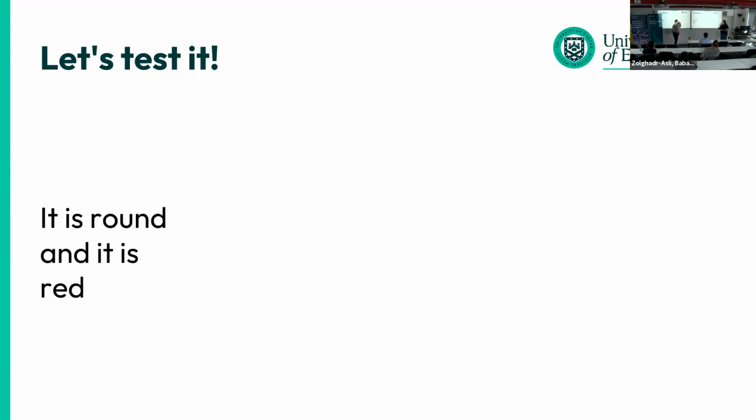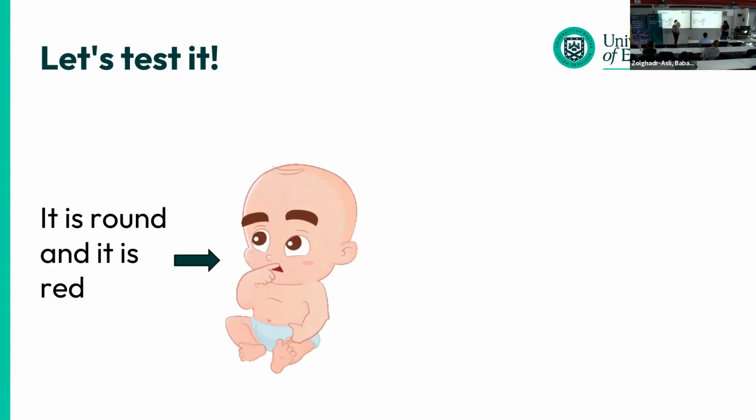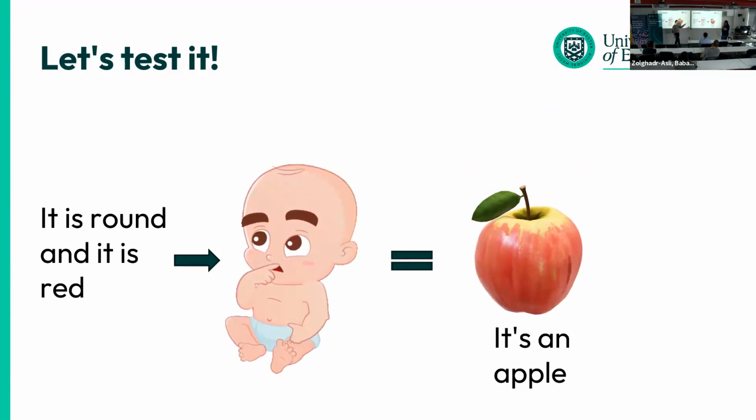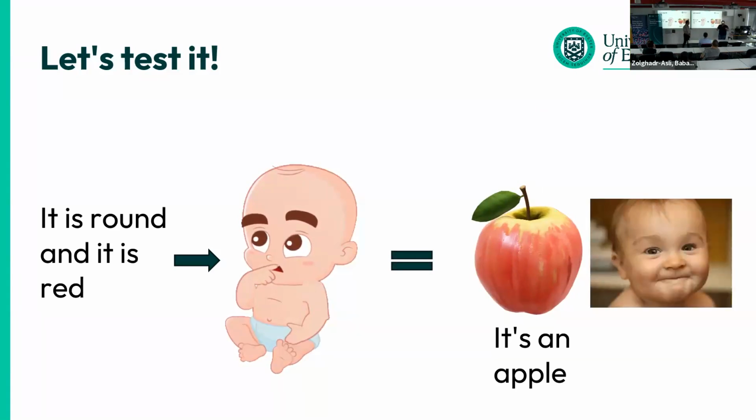The first thing, he gave me a fruit. I looked at it and said, okay, it's round and it is red. So I think about the observations I had before, and I think, okay, I saw something like that before. And then I said, it's an apple. Wrong. So I'm not done. So that is how it learns, and how we test it.